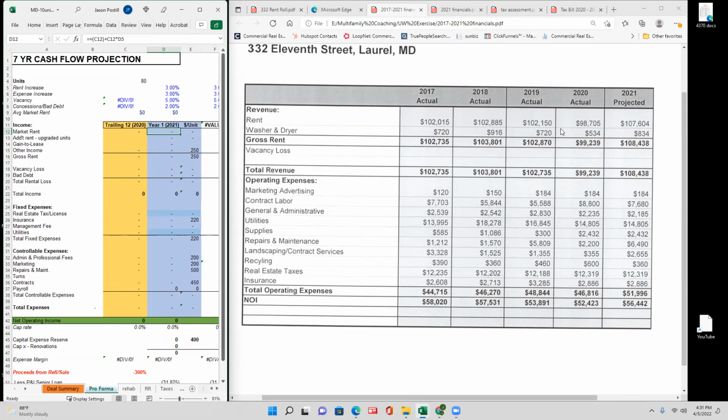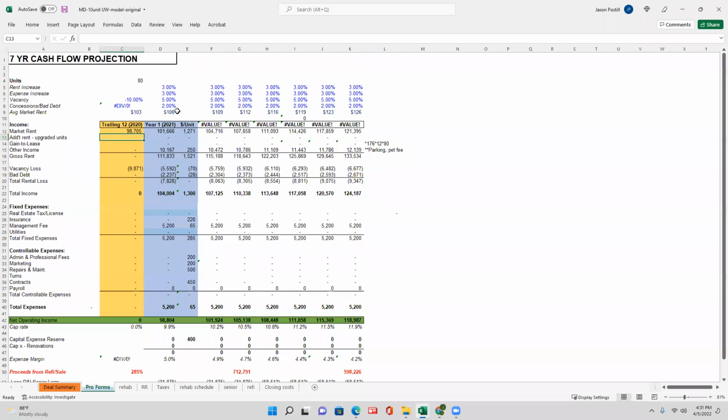All right, so market rent is washer and dryer. So it's kicking off a little bit of income. So the trailing 12 is again 2020. We're going to put in 98705. Bad debt. Oh, so here real quick, just so I can change these values. This is pulling in 0.01. It's giving a 10%.